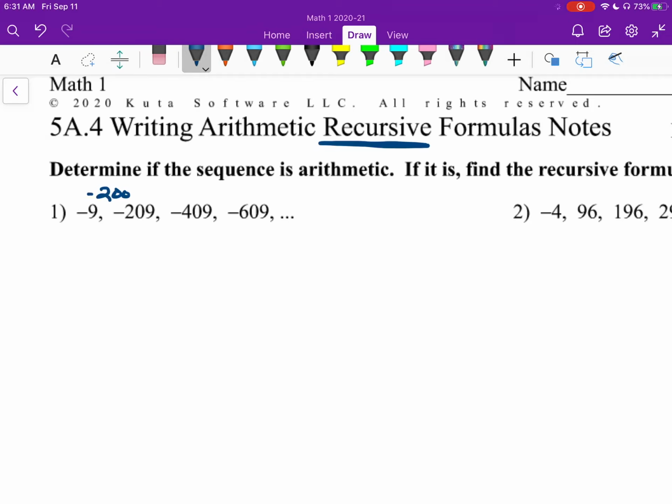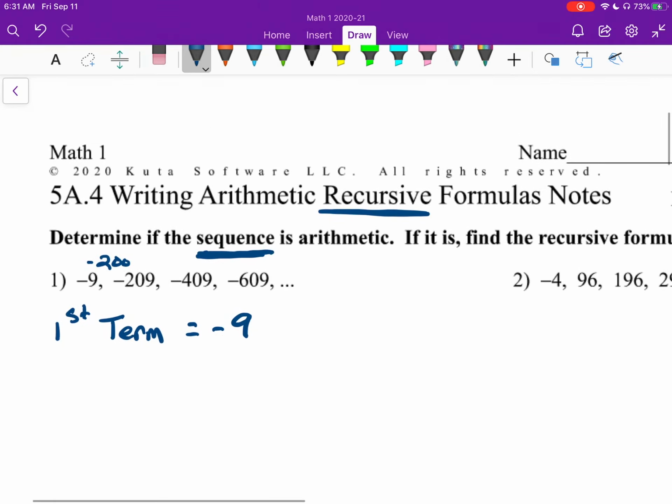There's two parts to a recursive formula. First, you have to say what is the first term. The first term, well, that's -9. Now we have a special way to talk about sequence formulas. This will go for recursive and for explicit. We'll get to explicit formulas later on. For these kinds of formulas for sequences, we talk about A sub n.